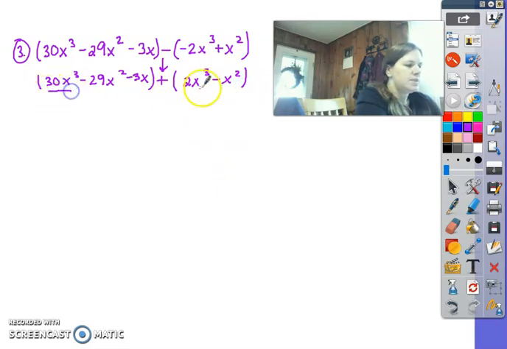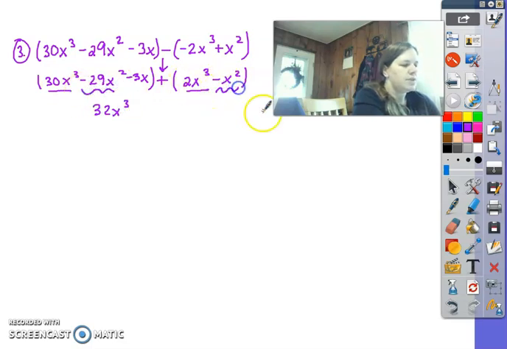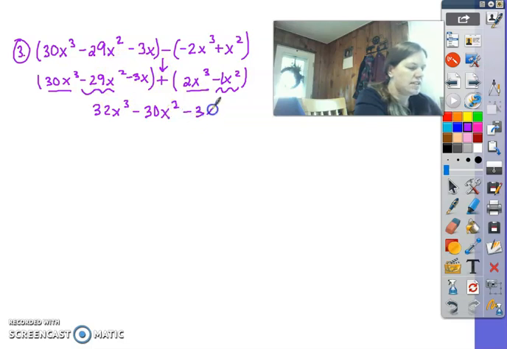Combining like terms, there's my x cubes, or my x to the third. Remember, 3 as an exponent we say is cubed. 30 and 2 gives me 32x cubed. 29x squared, I'll put a squiggly underneath both of the x squareds. Negative 29 minus, remember what number is there? Sneak a 1 in there if you need to. So negative 29 minus 1 is negative 30. Keep the x squared. And then I have one poor little bugger who doesn't have a partner. So he doesn't combine with anyone. He just tags along for the ride. Poor kid.